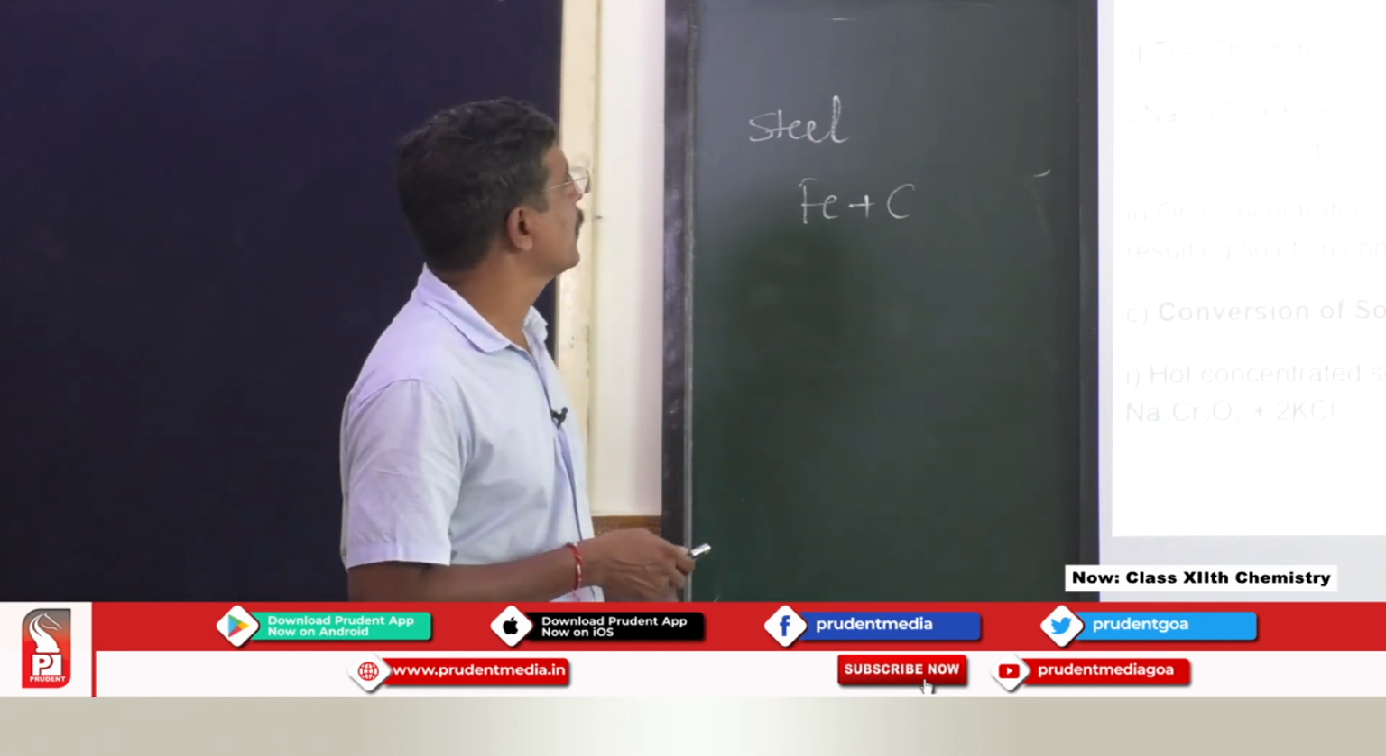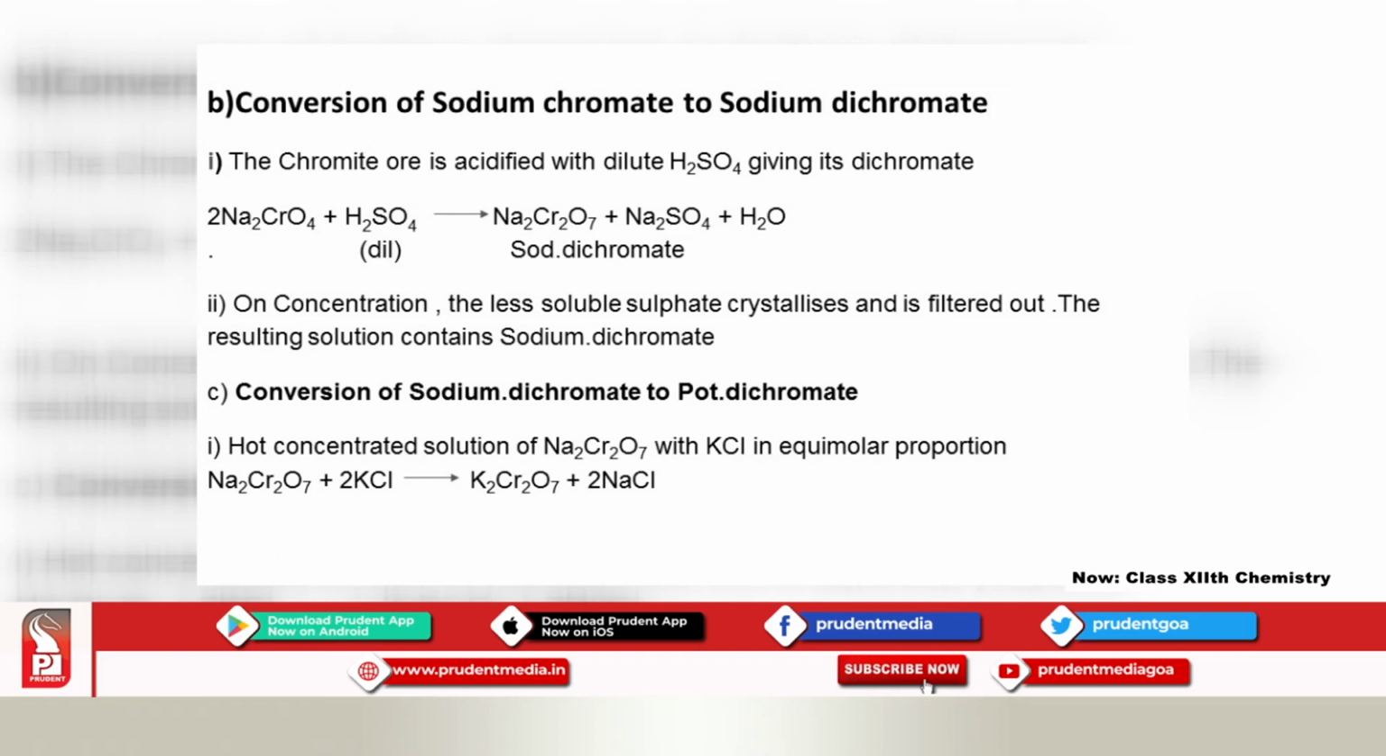In the second step, what happens is the conversion of sodium chromate to sodium dichromate. Here the chromate is acidified with dilute sulfuric acid, giving its dichromate. See here, Na2CrO4 with H2SO4 gives you sodium dichromate, sodium sulfate and water. On concentration, the less soluble sodium sulfate crystallizes and is filtered out, and the resulting solution contains sodium dichromate.